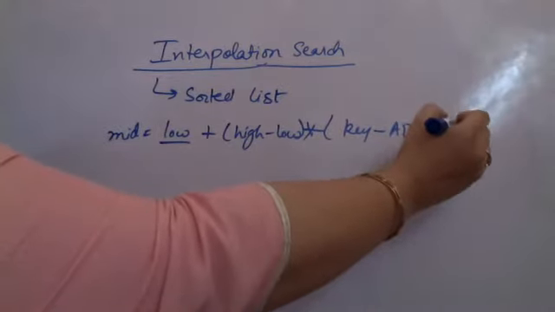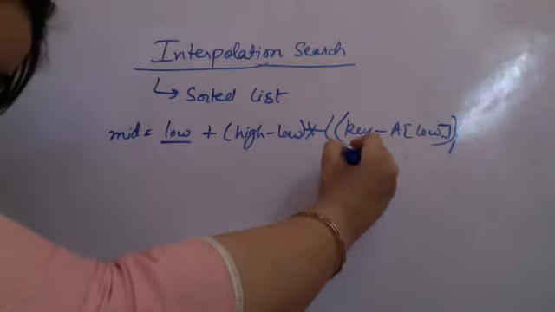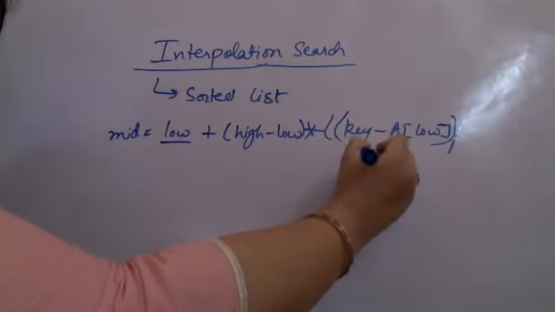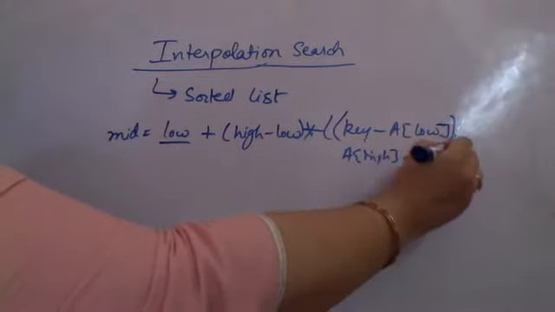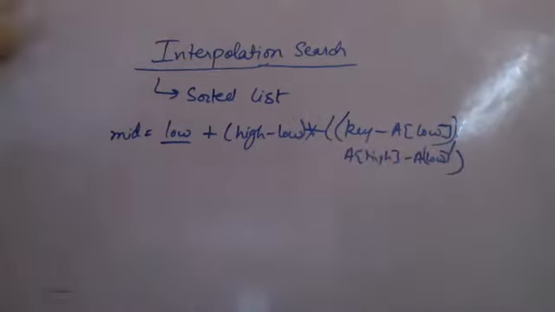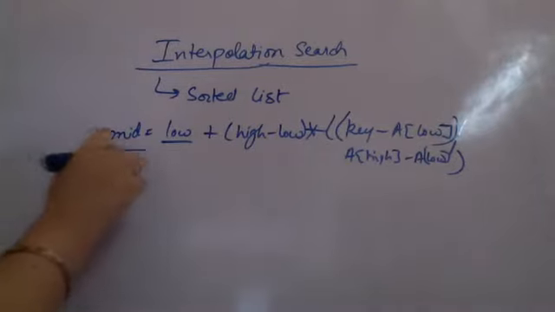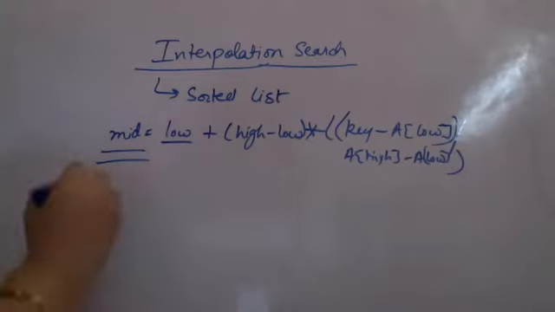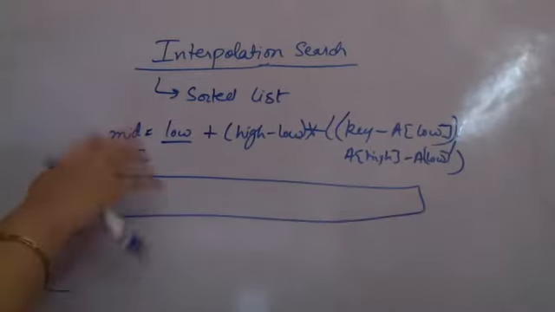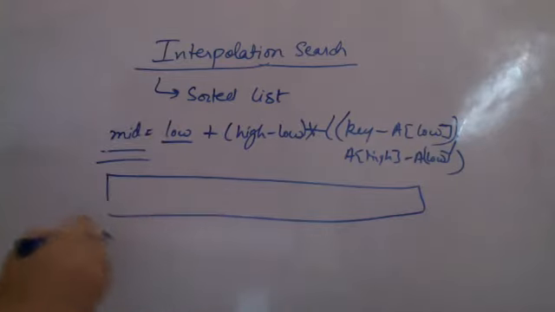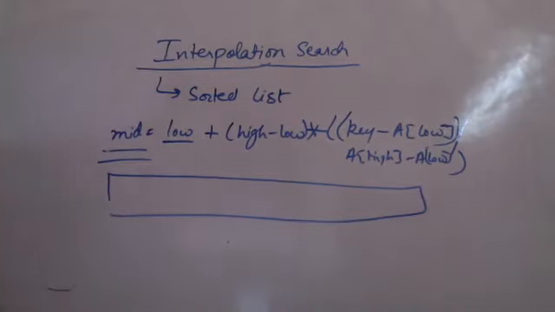I'll give you an example of what I'm trying to do over here. Divided by A of high minus A of low. This is what I'm multiplying this all with. This will give me the position of mid. What do I mean by this? Let me try to give you an example. And after calculating mid, again I break from beginning to mid and from mid plus 1 to the end, and again I am doing the same thing.